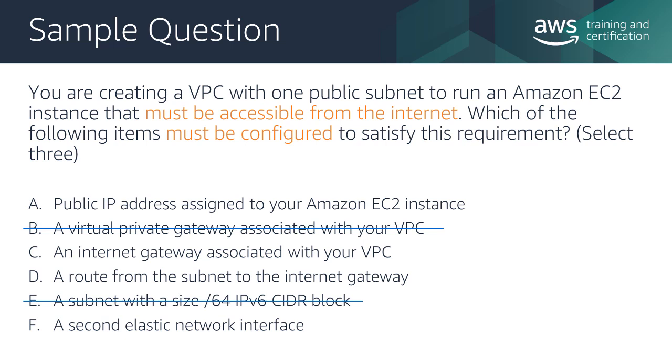You want to get rid of option F. A second ENI does nothing to satisfy the requirement. It might be used for any number of other requirements. It doesn't come into play here.